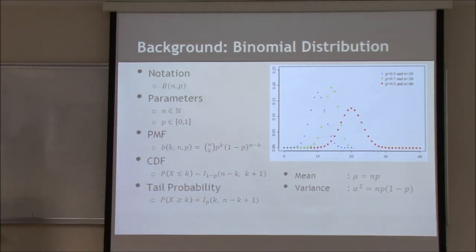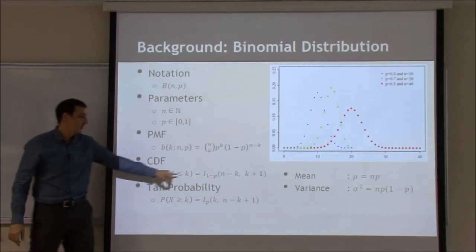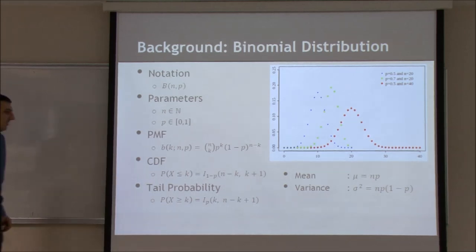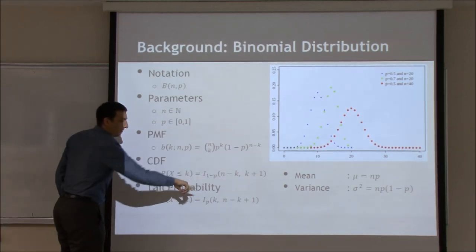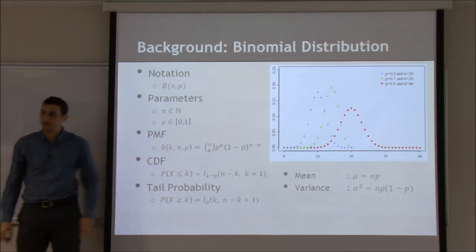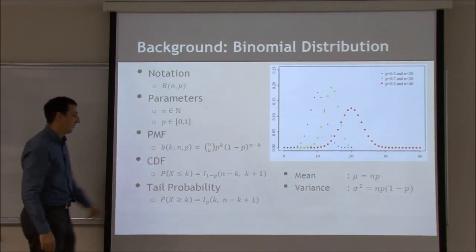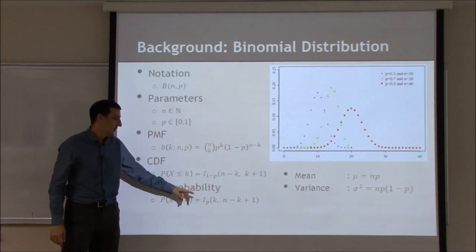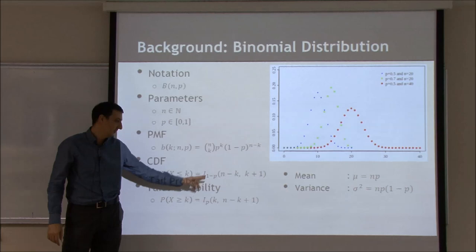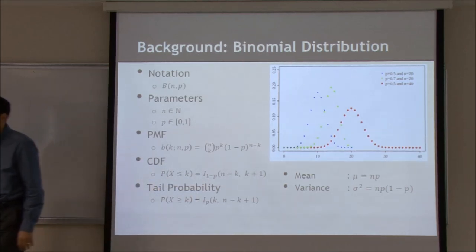So this is the CDF of binomial distribution. This is the regularized incomplete beta function. And this is just the summation of these probabilities up to k. Okay? And this is the tail probability. It uses the property of the regularized incomplete beta function. It turns out to be this, the other part of the summation.